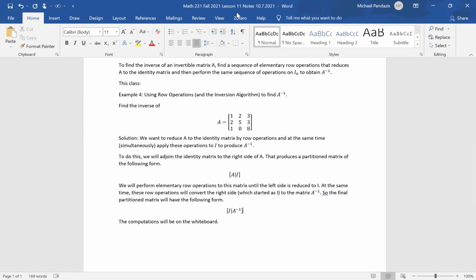So on the whiteboard, we're going to do those calculations. All right. So we're starting with A on the left side and I on the right side.